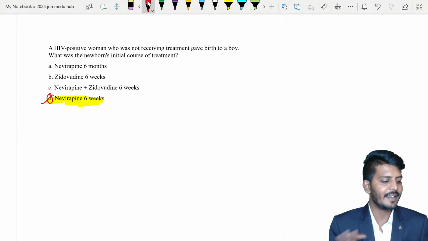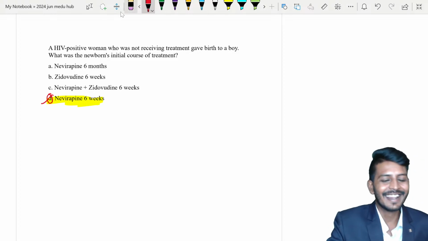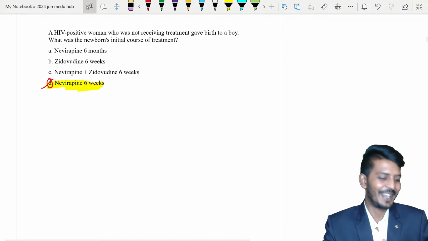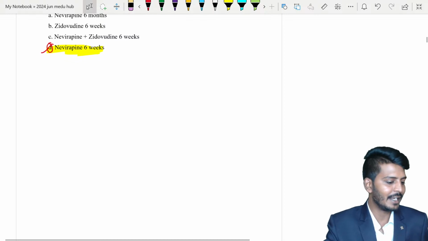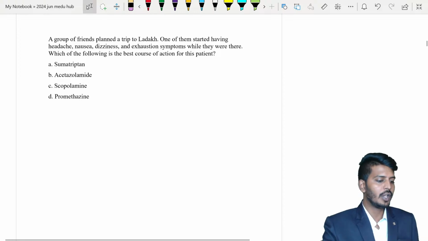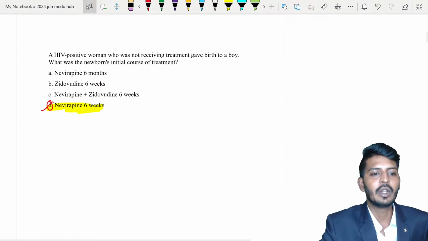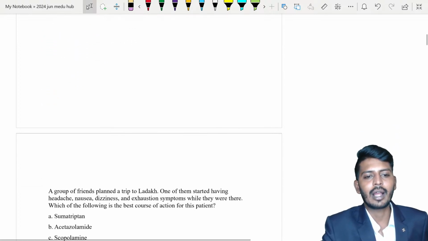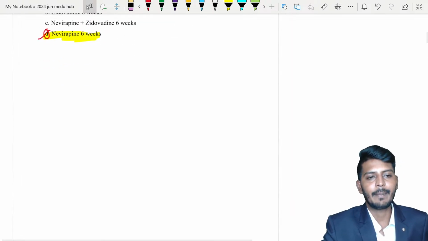Directly remember it as a fact. It's an antiviral drug, nevirapine, and D is the correct answer. Not 6 months, 6 weeks only. Let's go to the next important one, zidovudine. Zidovudine is not given for 6 weeks. If zidovudine is given also, we will give it for a longer period of time. That is why we don't mark that as the correct answer among the given options. That is nevirapine only.